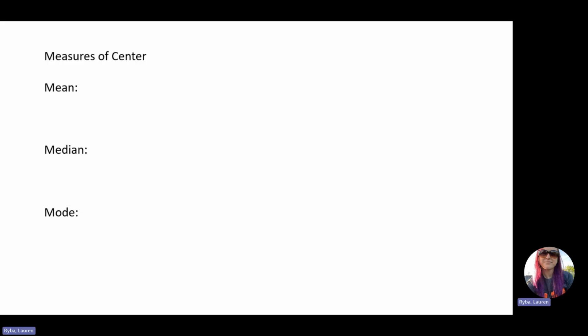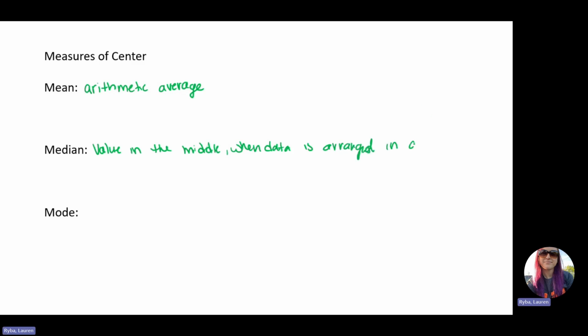Quick refresher here. Mean, median, and mode are different measures of center. The mean is called the arithmetic average. The median is the value in the middle when data is arranged in ascending order.